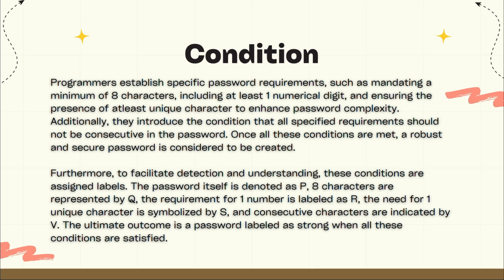Furthermore, to facilitate detection and understanding, these conditions are assigned labels. The password itself is denoted as P. 8 characters are represented by Q. The requirement for one number is labeled as R. The need for one unique character is symbolized by S. And consecutive characters are indicated by V. The ultimate outcome is a password labeled as strong when all these conditions are satisfied. So, in this context, a strong password must at least have 8 characters, at least one number, have at least one unique or special character, and lastly, the characters must not be consecutive.